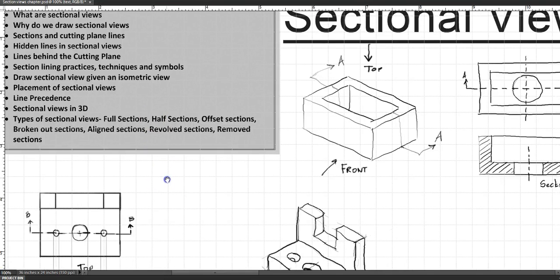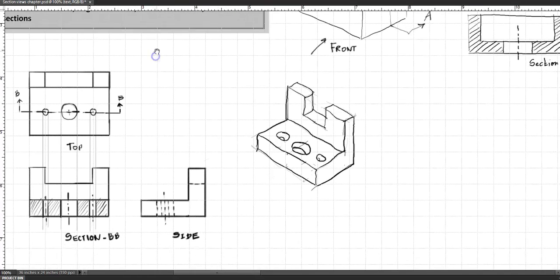Now, for example, if I'm looking at this isometric right here, and I would like to make a section or cut this object right from the center of these holes so that I get the exact sizes of the circles or holes, and I know what type of a hole this is. Is that a hole going through and through? Is that a counterbore? Is that a countersink? So sectional views is the best way to show that.